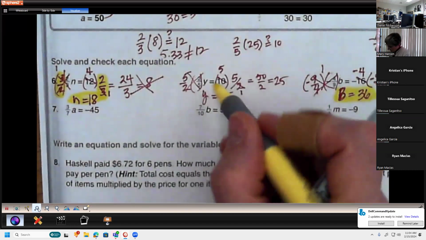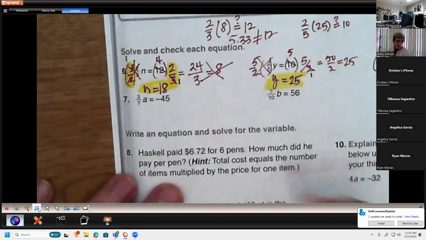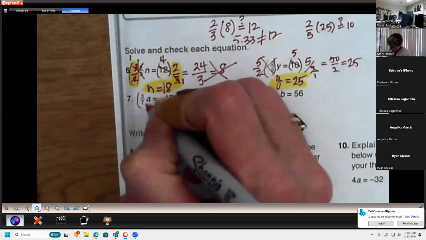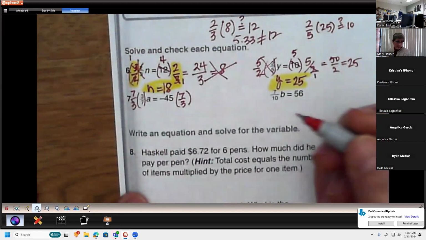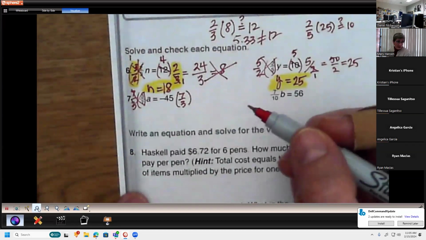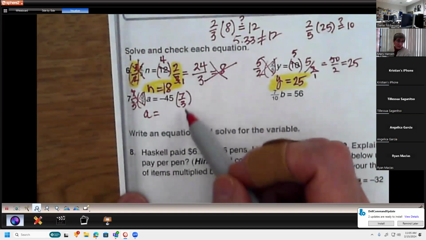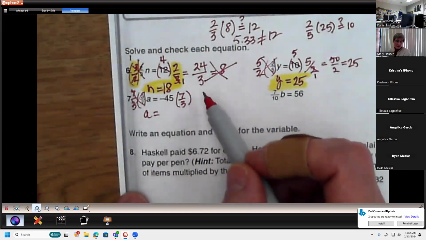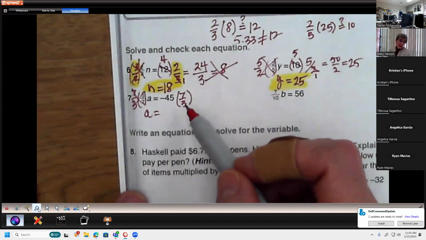Any questions on that one? Okay, let's do a couple more. So number 7, 3 over 7 times a is negative 45. I flip the fraction. I do it to both sides. So those cancel and leave me 1a. And now I have to take negative 45 times 7 over 3. I can multiply across the top and multiply across the bottom. 45 times 7 is not something I want to do in my head.